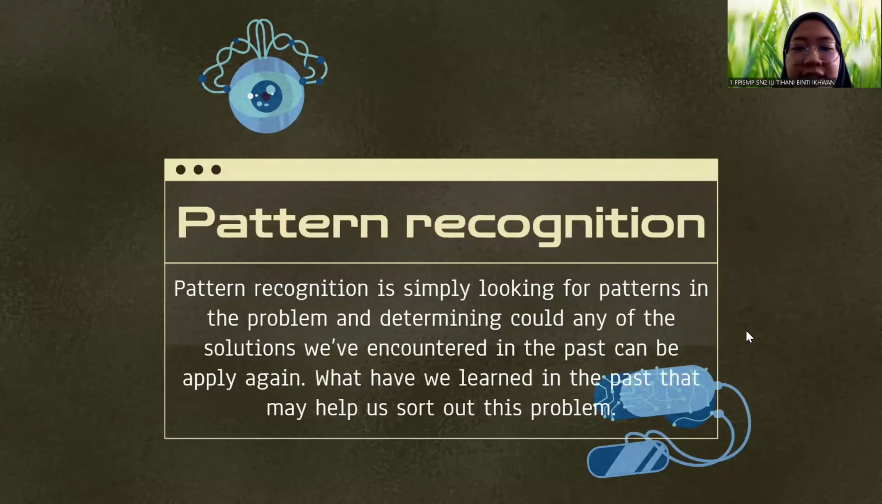The second one is pattern recognition. Pattern recognition is simply looking for patterns in the problem and determining whether any of the solutions we have considered in the past can be applied again. What have we learned in the past that may help us sort out this problem? While I'm doing the Scratch, I recognize the coding for an object that sinks in water, which is the key. So I just simply use the same coding for glasses, which is also an object that sinks in water.